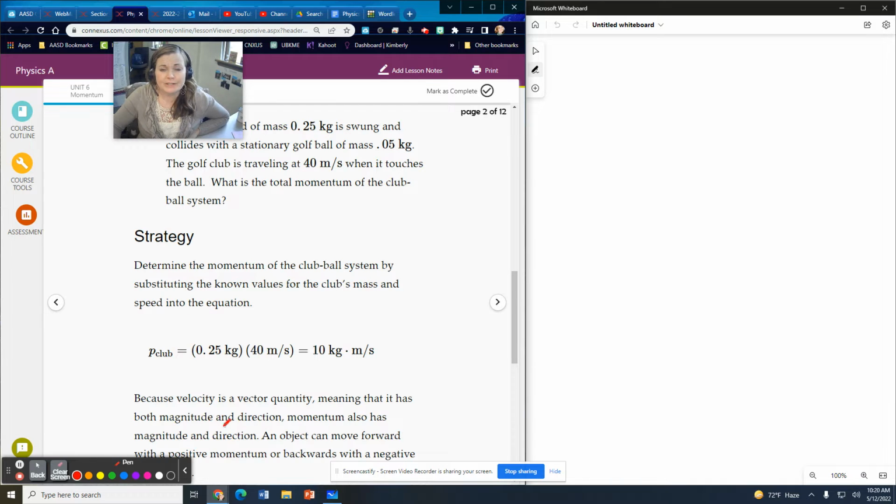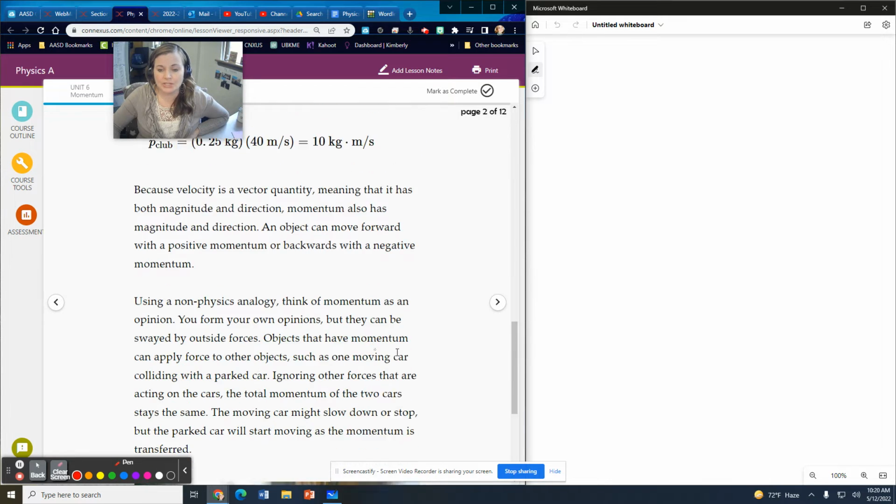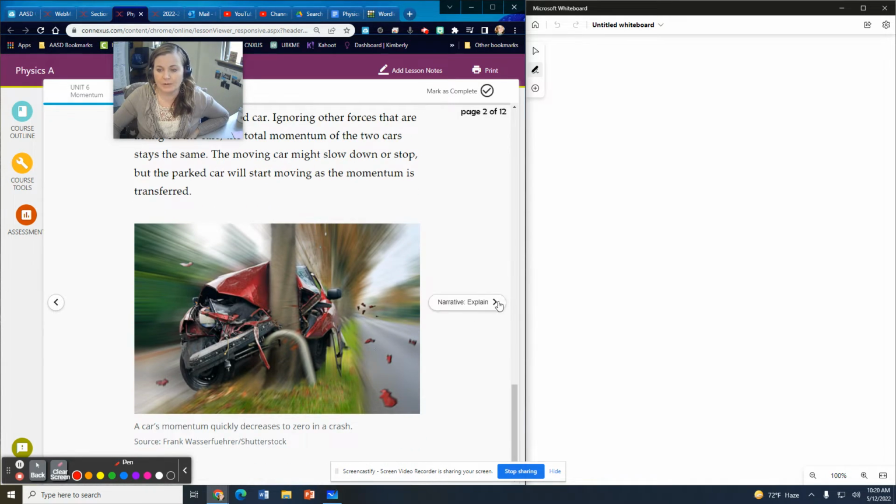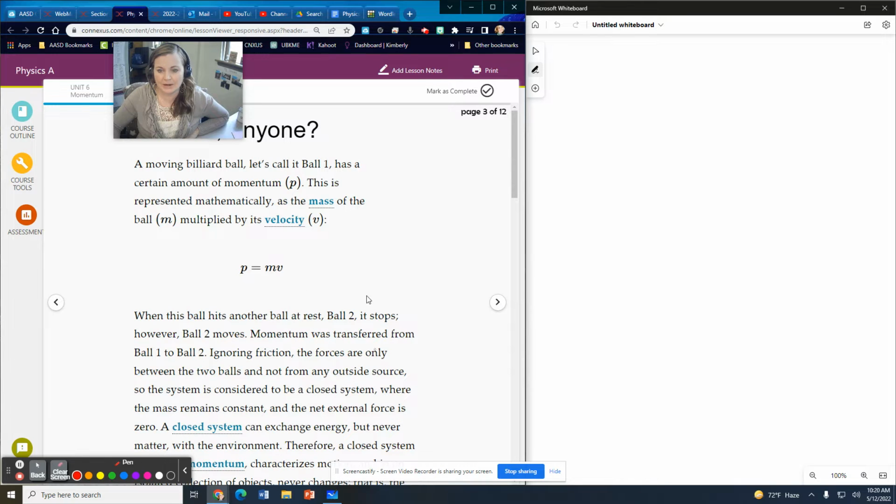So in this particular example, we're calculating the momentum of the club essentially right when it touches the ball. So not after it, but right when it touches it. All we need to do is take the mass of the club, which is 0.25 kilograms, and multiply it times the velocity of the club, and that gives us 10 kilogram meters per second. That gives you the momentum of the club just before it touches the ball, because that is what the question is asking for.